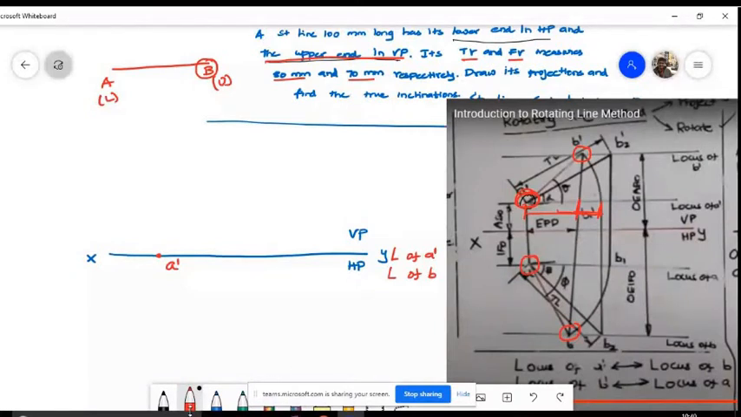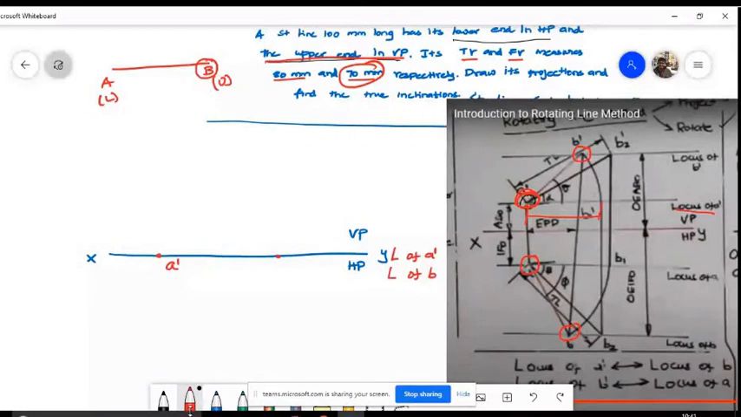I mean, is it the front view length or the top view length? Top view, it will be the top view length, sir. Front view length. Don't confuse. Think carefully and say whether this length is a top view length or front view length. Front view, sir. Front view. So you can plot the front view length on the locus of A dash. Am I correct? Yes, sir. So here the front view length is 70. So you mark A dash at the point of 70.